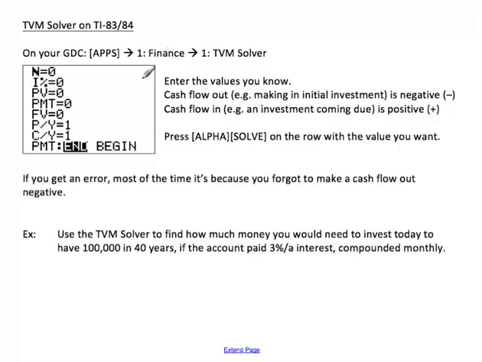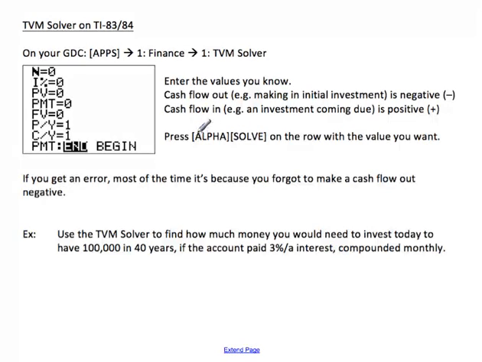Now you can also do calculations like this on your graphical display calculator. If you have a TI-83 or 84, you press the Apps button, go to Finance, and then choose TVM Solver. TVM stands for Time Value of Money. You enter the values that you know, and then press Alpha Solve on the row to find the value that you want, the one you've left blank.